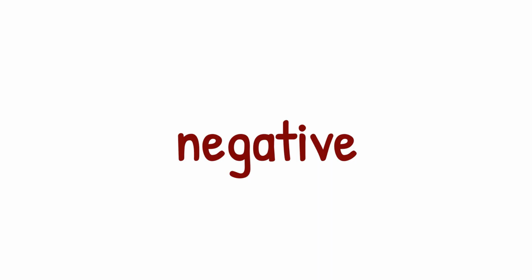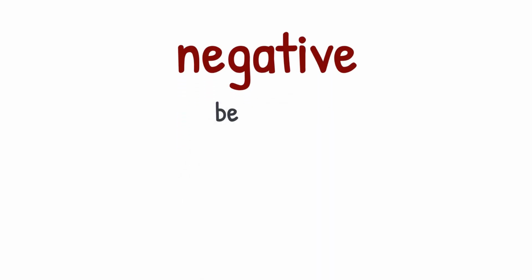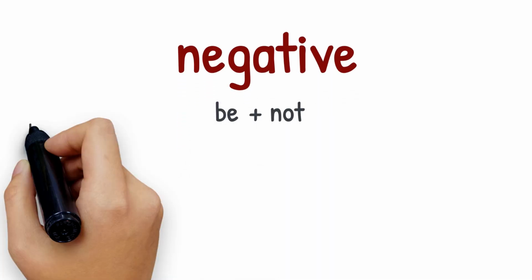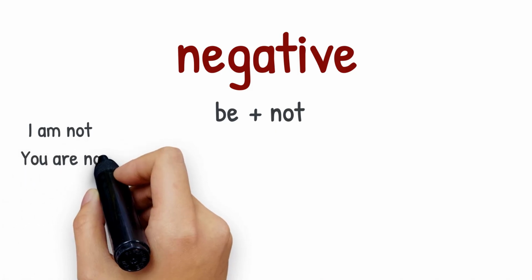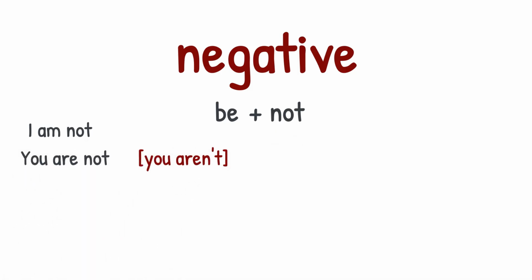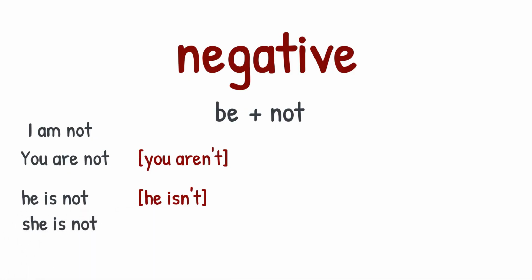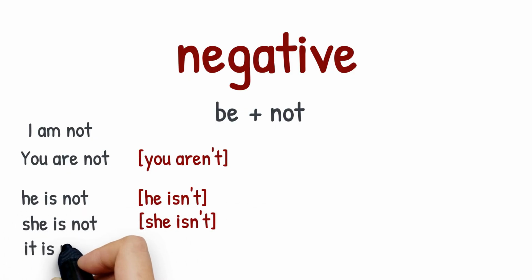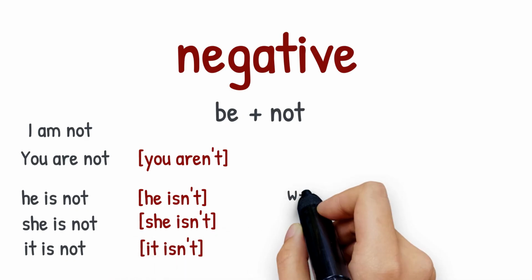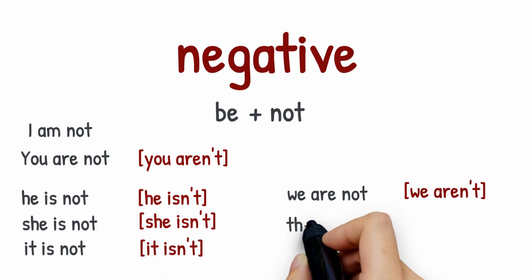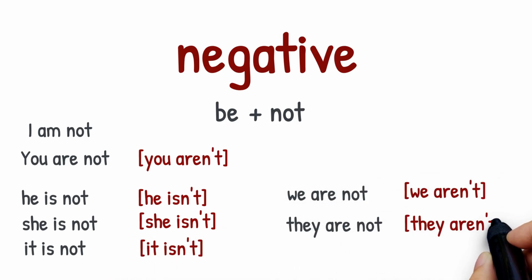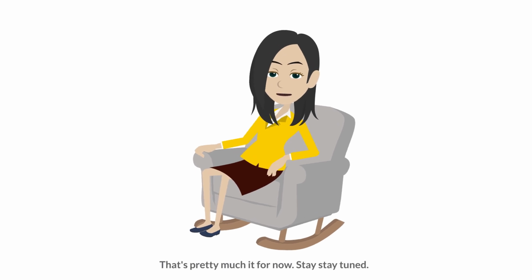And to make a negative statement, we use be plus not. I am not, you are not, or you aren't. He is not, or he isn't. She is not, or she isn't. It is not, or it isn't. We are not, or we aren't. They are not, or they aren't. That's pretty much it for now.